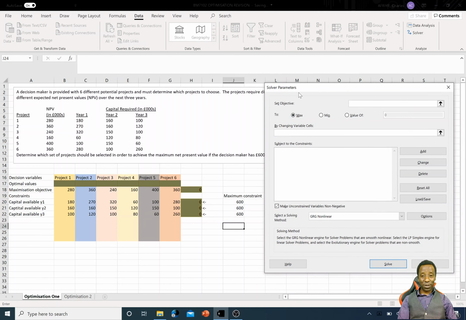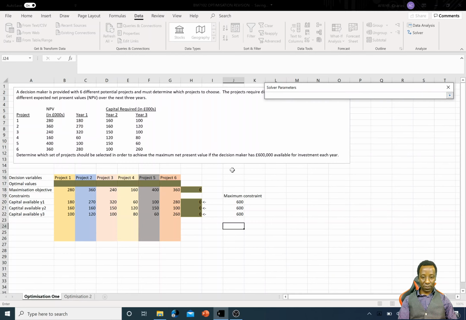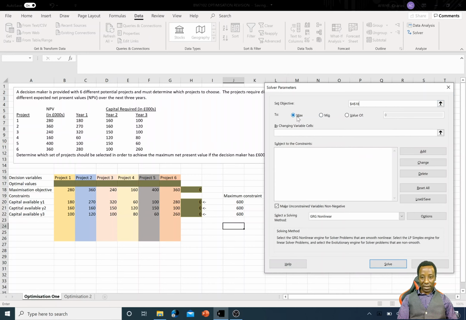First thing, once we have switched on solver, is to pick the objective cell. So what are we seeking to achieve? We want to maximize the NPVs, and the cell for that is here. So we click drop down and select that cell. We are maximizing, so we don't need to change that. If we were minimizing costs or minimizing something else like accidents or whatever, we would have selected minimize, but now we are maximizing.